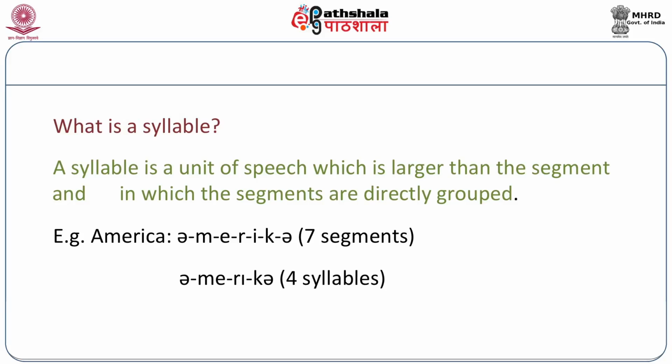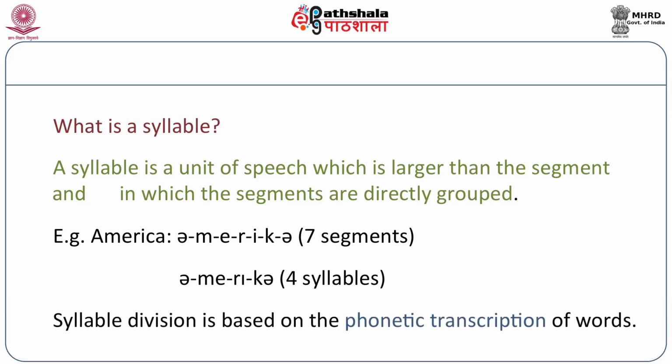But when we pay attention to the syllable and break this word into syllables such as A, Me, Ri and Ka, then we know that A is closer to M than to Ra. Now, it is thus the syllable which helps us to group sounds together in articulation and perception.